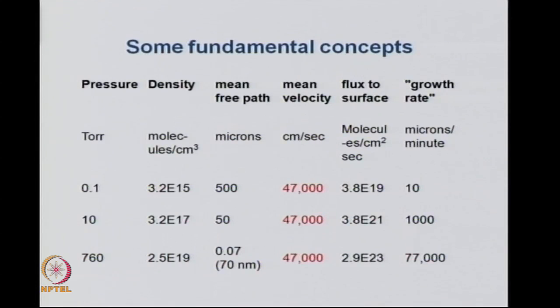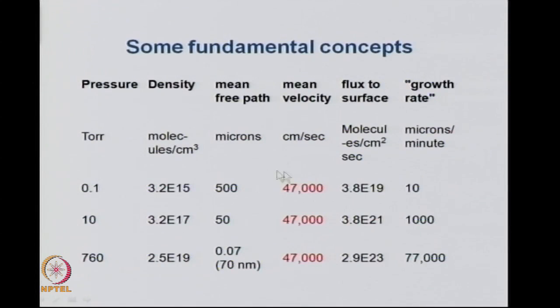Now, from these we can compare some situations, like if you compare three different pressures for the same gas: a pressure of 0.1 torr, 10 torr and 760 torr. If you assume these three pressures, we can calculate the density, and the mean free path at the low pressure is around 500 microns, whereas at a higher pressure of 760, which is normal atmospheric pressure, you will have a mean free path of around 0.07 microns, which is equal to 70 nanometers. So, as the pressure is increasing, the mean free path is decreasing.